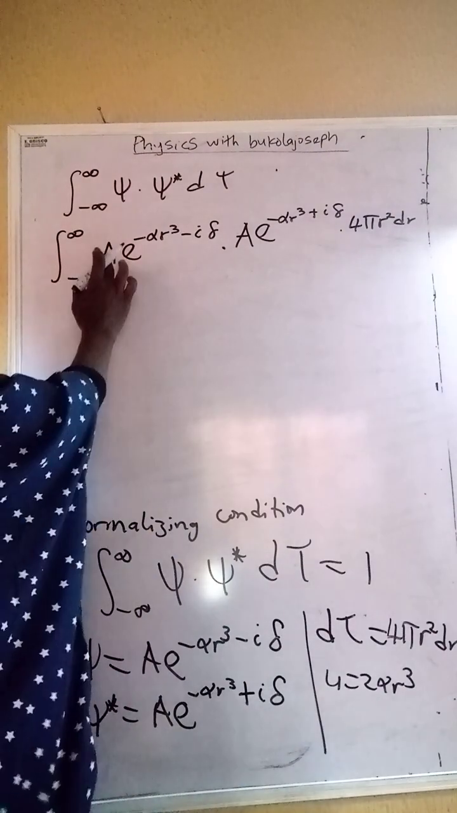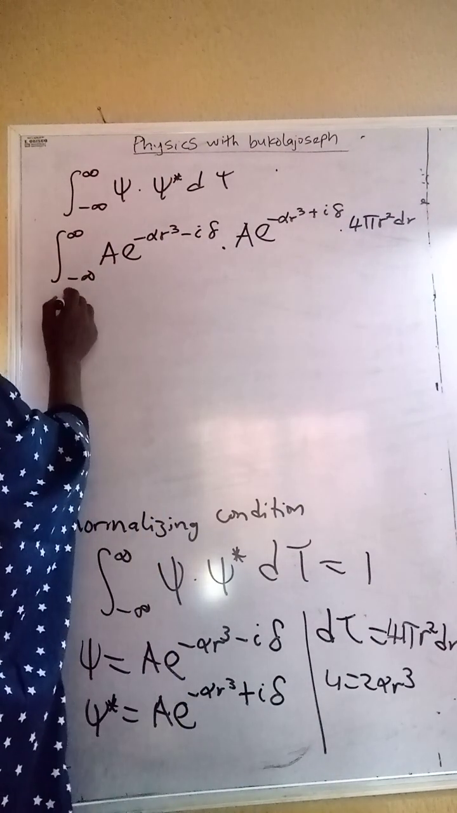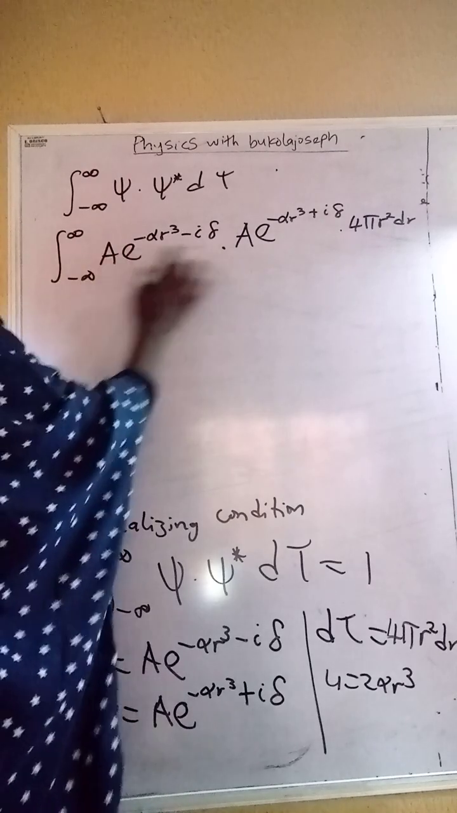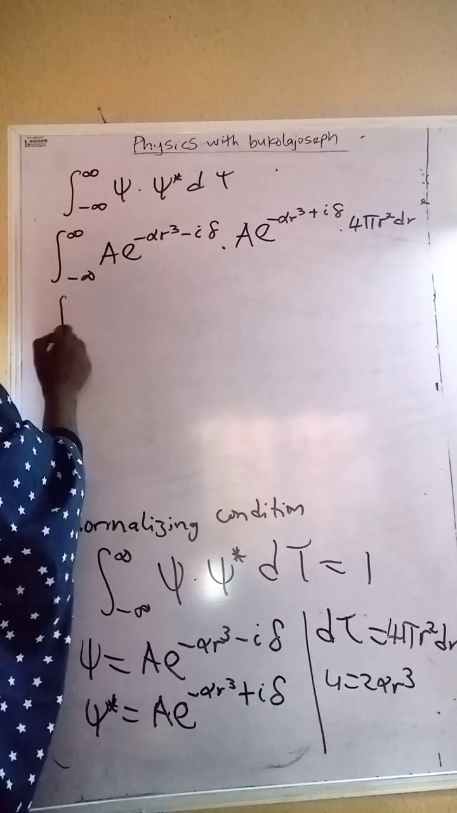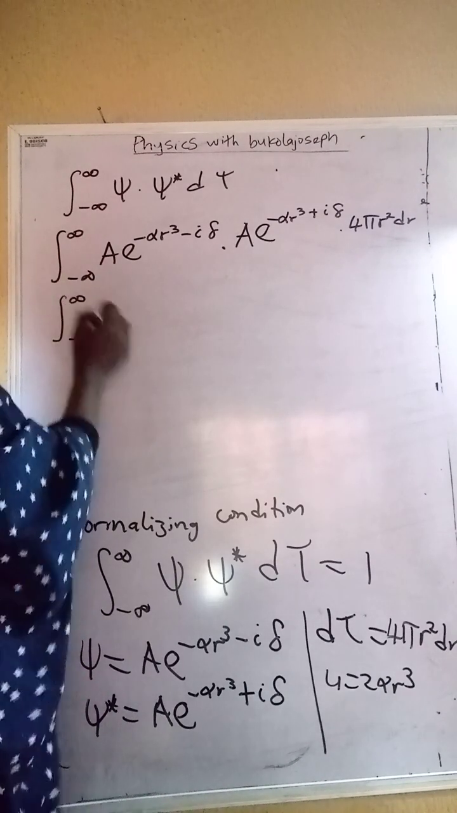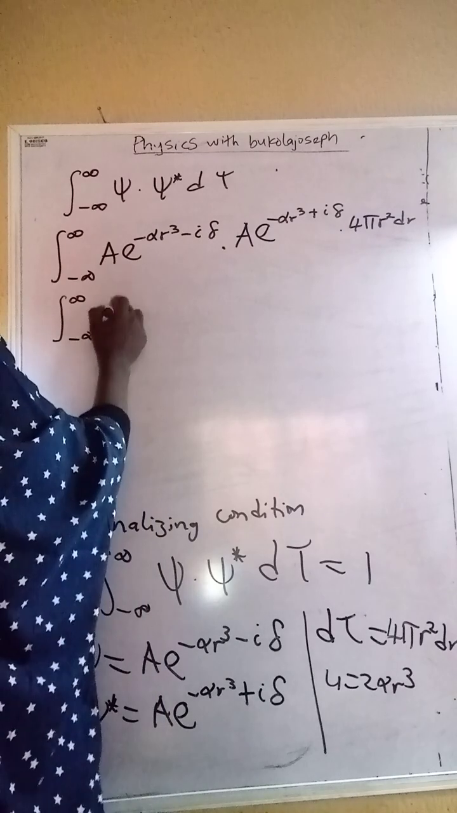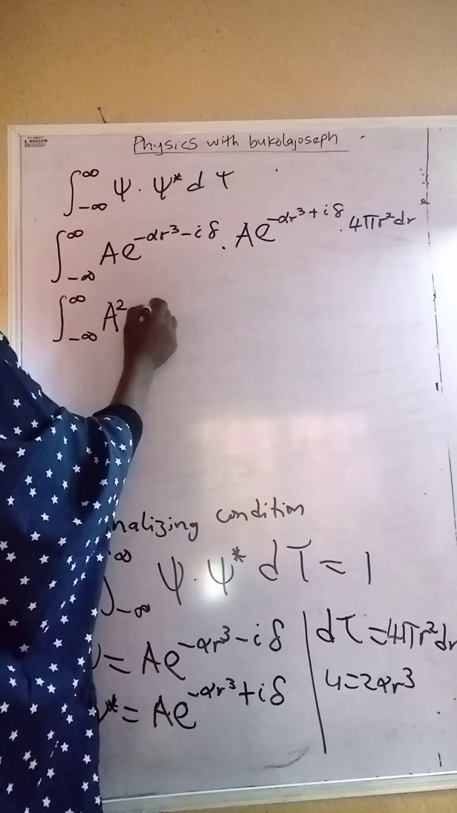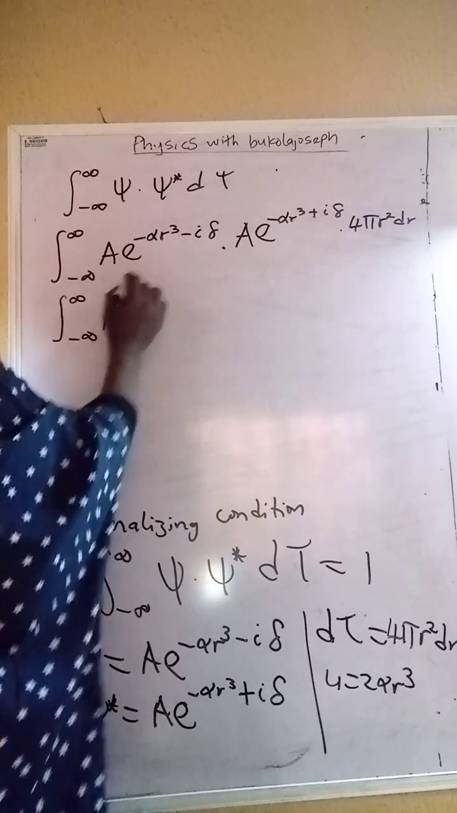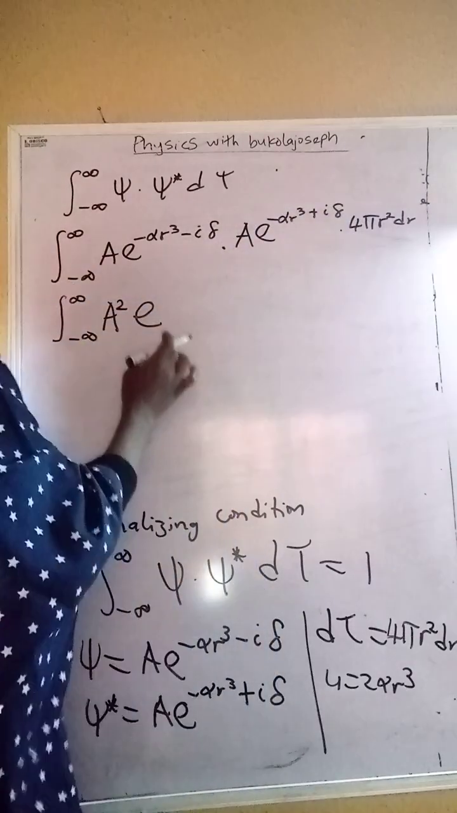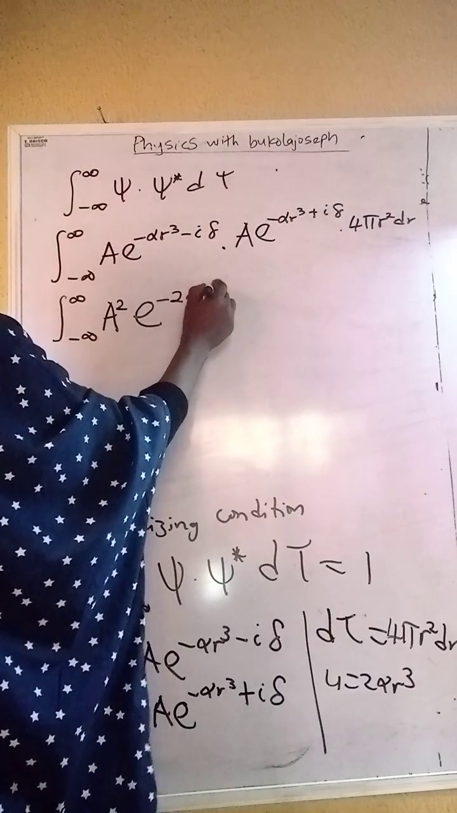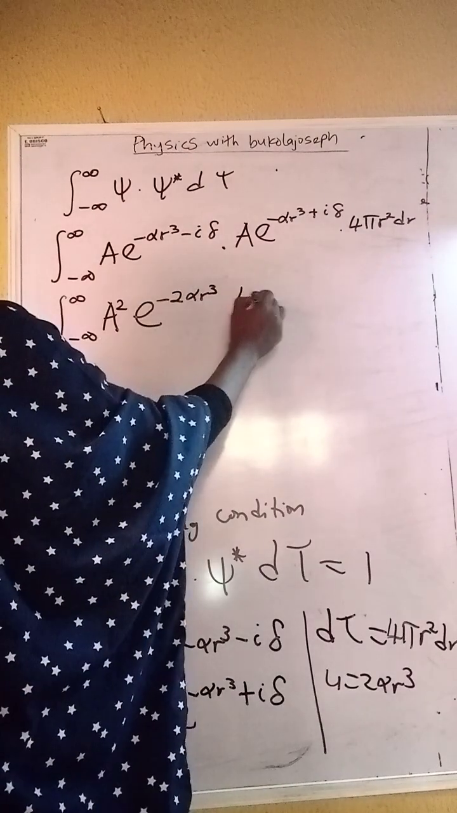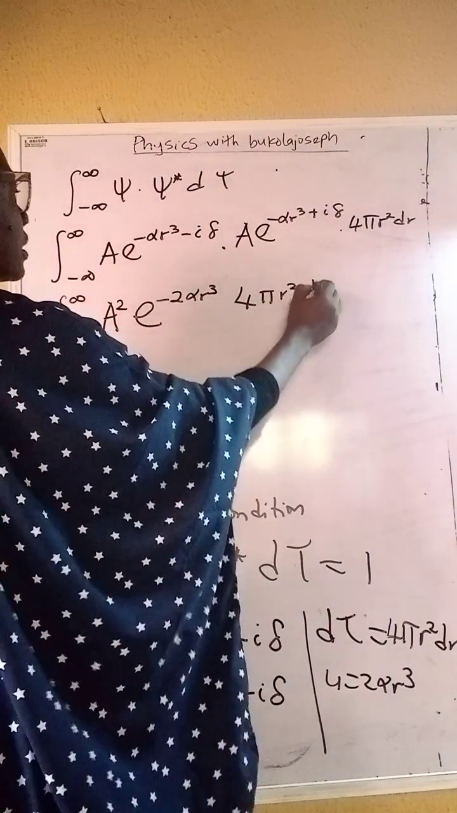Okay, so if we multiply this and this, we'll come up with a squared. The exponential will now have the imaginary parts cancel each other, but the real parts will sum up to be minus 2 alpha r cubed. And then we have 4 pi r squared dr.